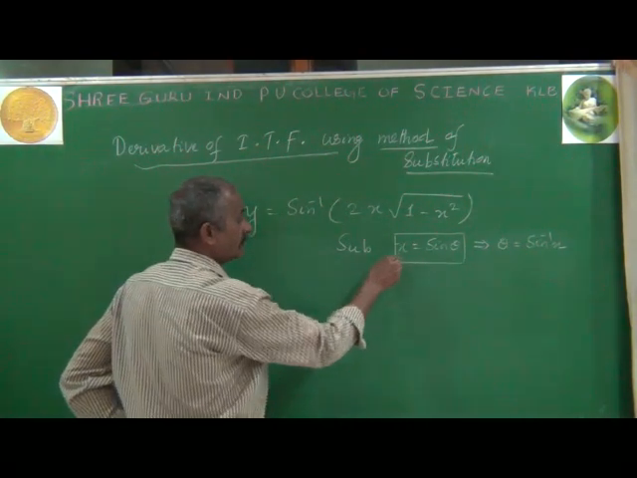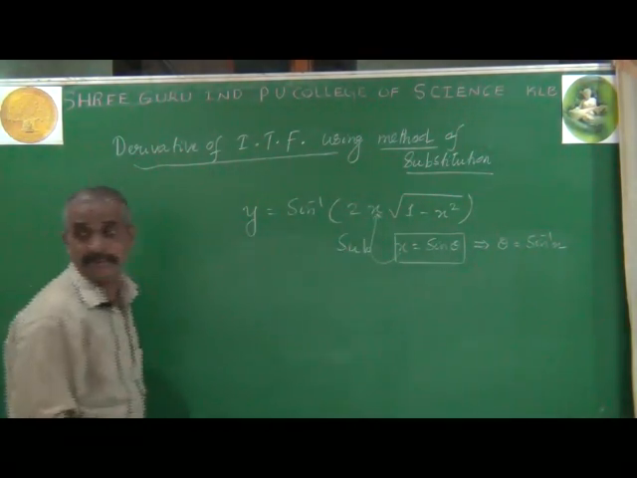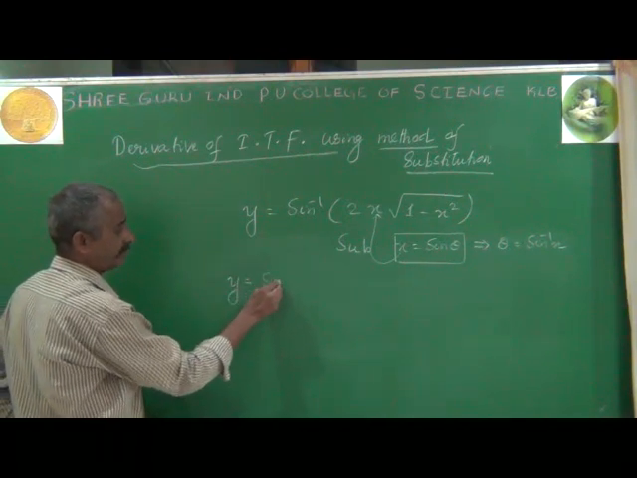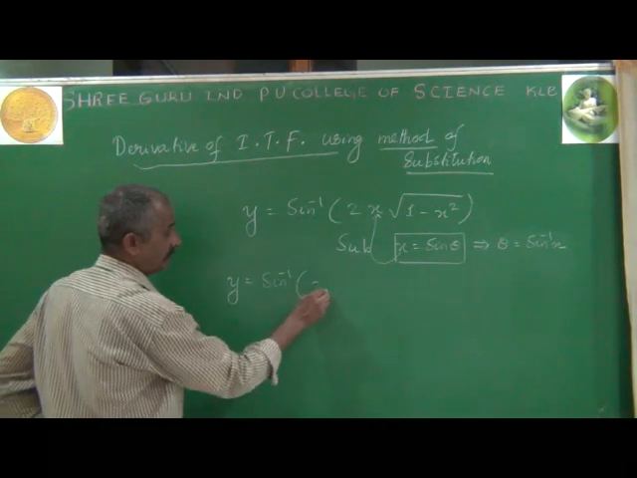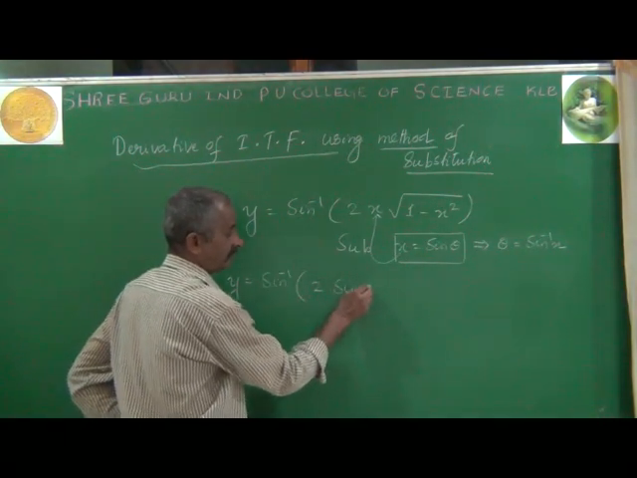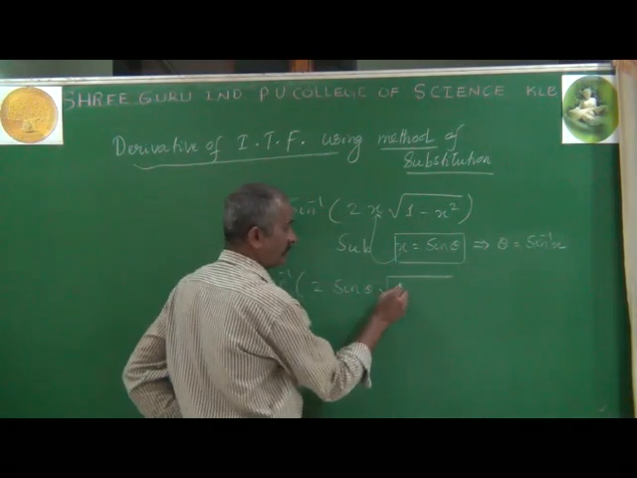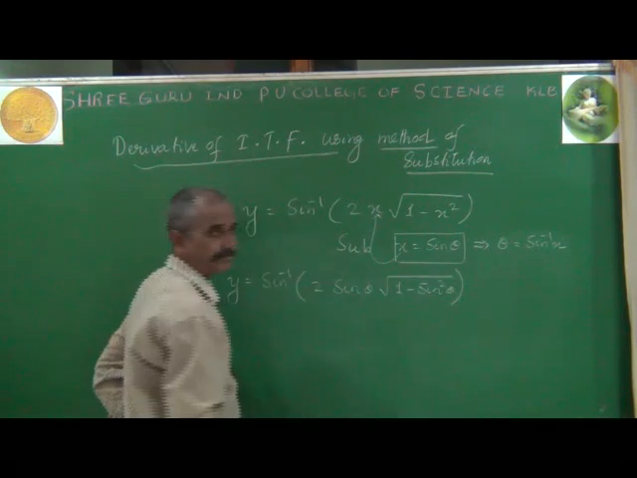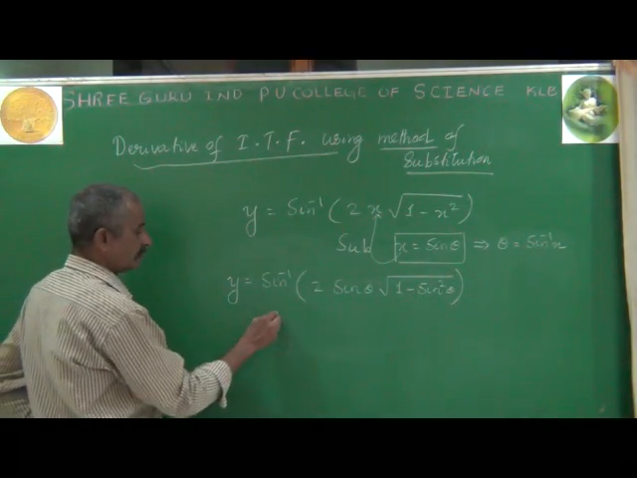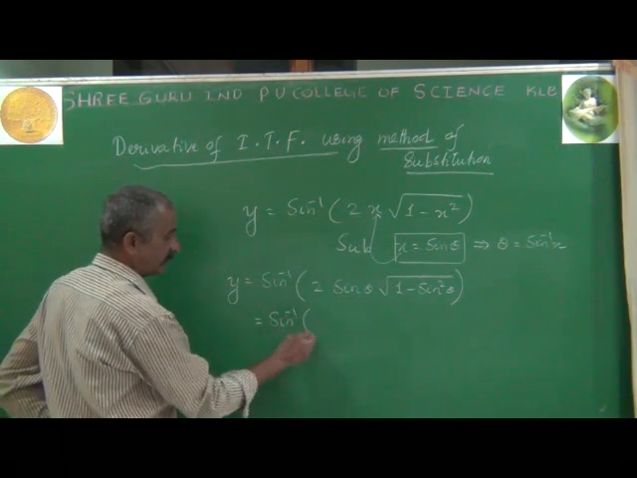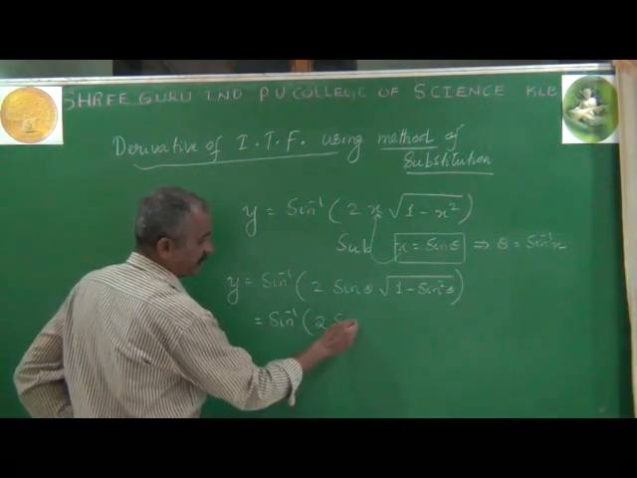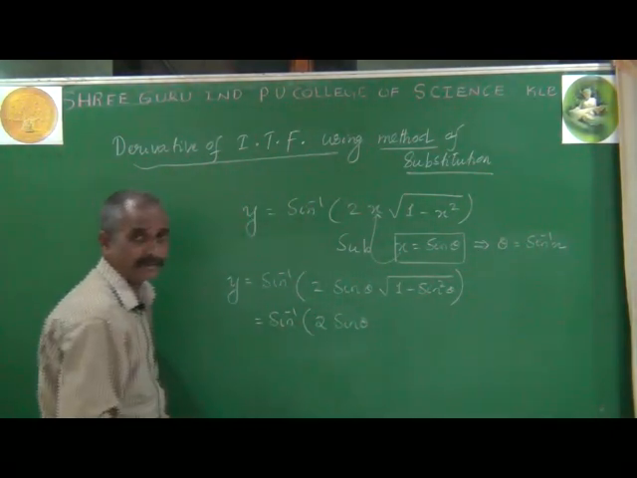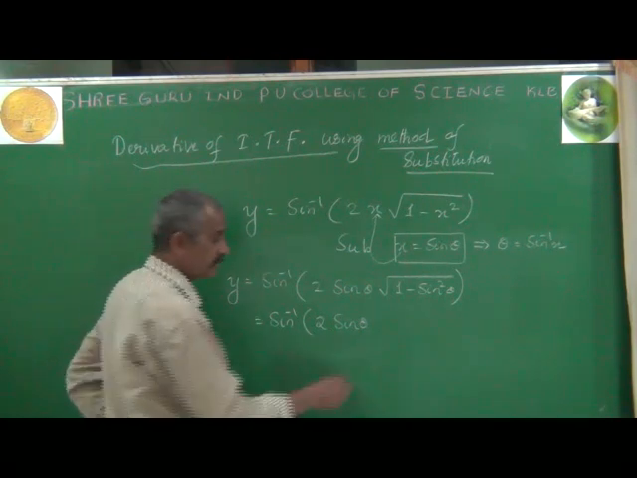Let's use the value of x in the given function. The given function y becomes sine inverse of 2 into x, meaning sine theta, multiplied by square root of 1 minus sine square theta. That is equal to sine inverse of 2 sine theta times the root. Now from simple trigonometry facts, 1 minus sine square theta is cos square theta, and root cos square theta will be cos theta.